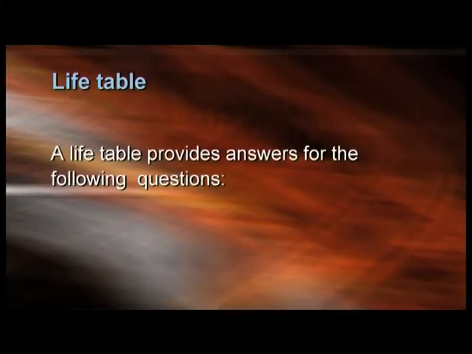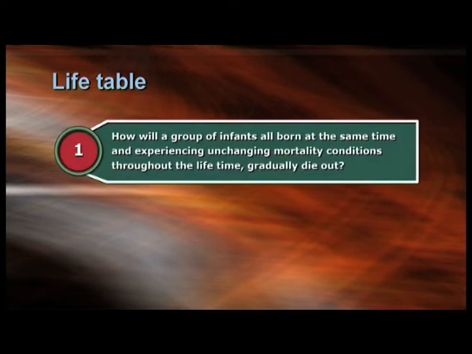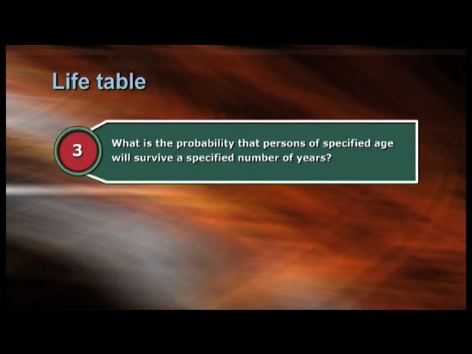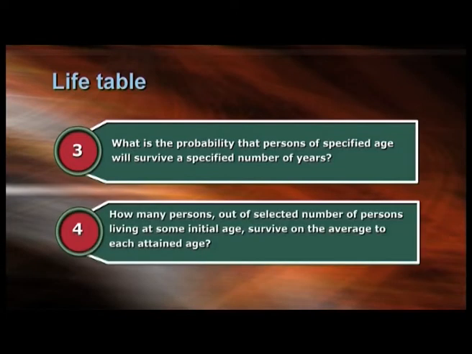A life table provides answers for the following questions. How will a group of infants all born at the same time and experiencing unchanging mortality conditions throughout the lifetime gradually die out? When in the course of time all these infants die, what would be the average longevity per person? What is the probability that persons of specified age will survive a specified number of years? How many persons out of a selected number of persons living at some initial age survive on the average to each attained age?